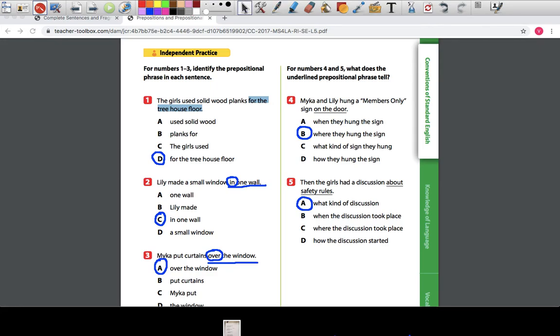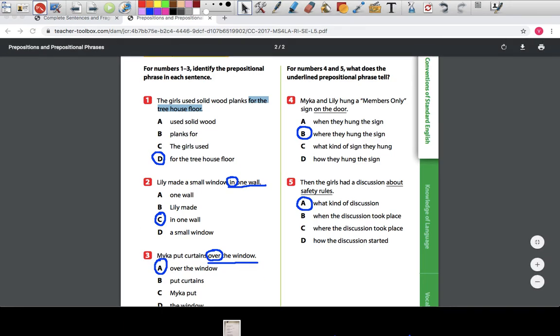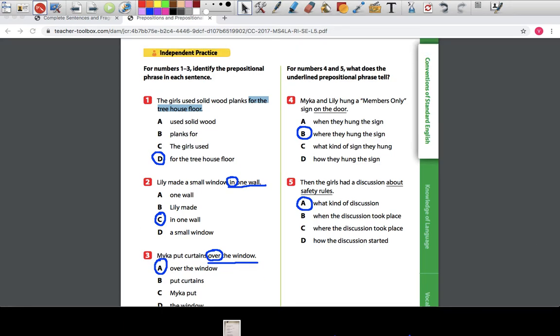So I hope this helps. And tomorrow I'm going to go ahead and do pages 274 and 275 about complete sentences and fragments.